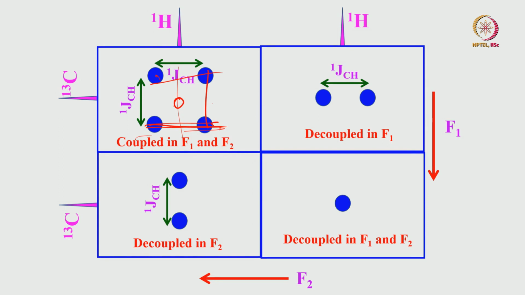When we tried to interpret, we always saw one contour and we went vertically up and horizontally and analyzed and identified proton and carbon chemical shifts. That is what is normally done. This is a decoupled experiment, decoupled in both F1 and F2 dimensions.